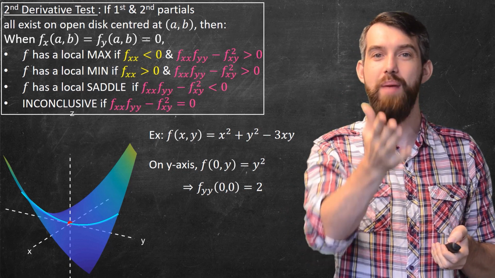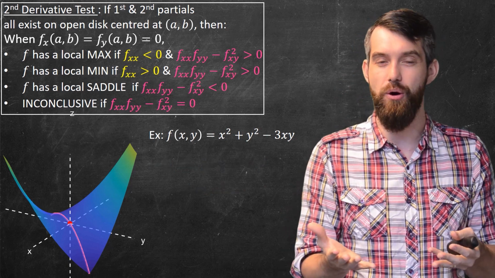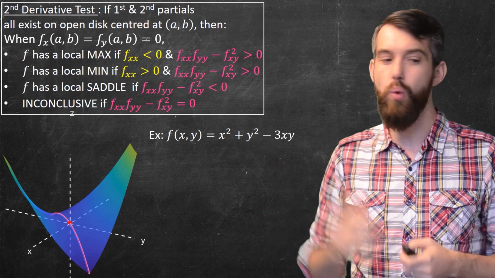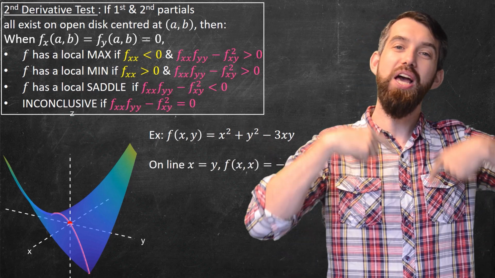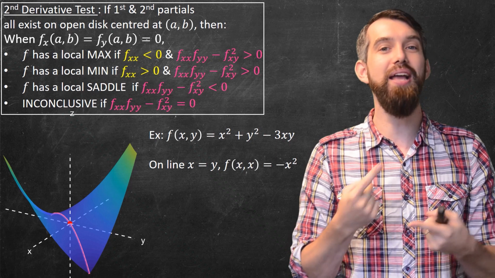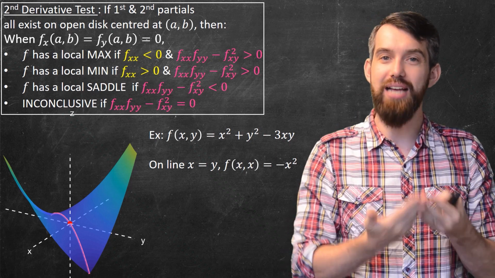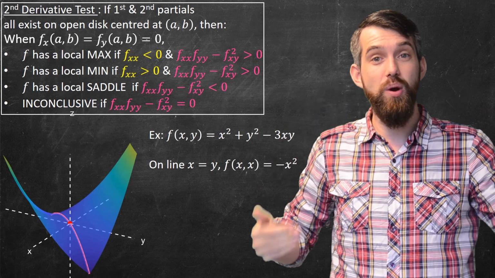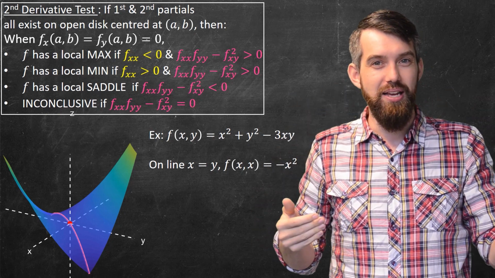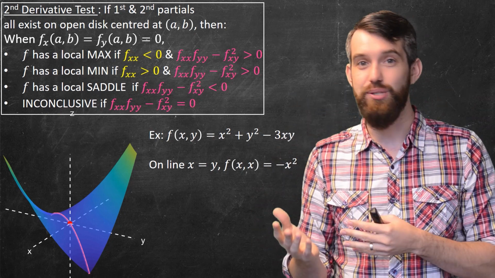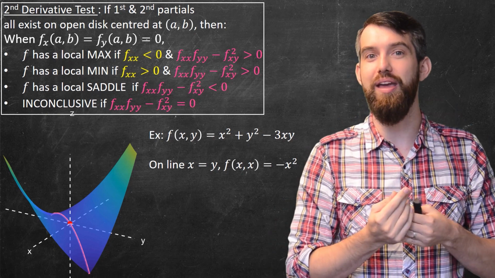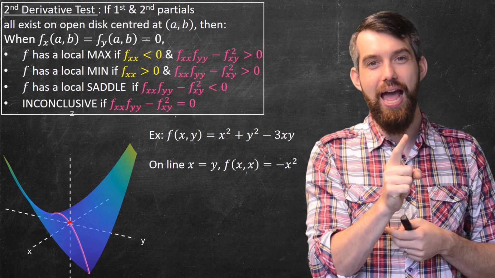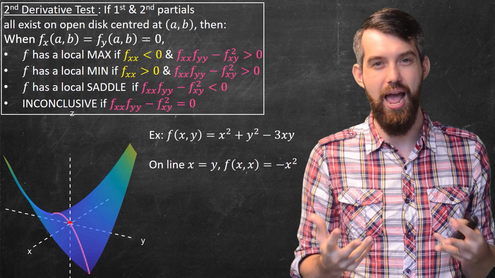And yet, if I choose this somewhat clever third path, what if I go along the path y equal to x? So I'm restricting to y equal to x. If I plug that in, what I get is x squared plus x squared minus 3x squared. I get minus x squared. Minus x squared is concave down. So basically, going along the x-axis was concave up, going along the y-axis was concave up, but going along y equal to x, it was concave down.